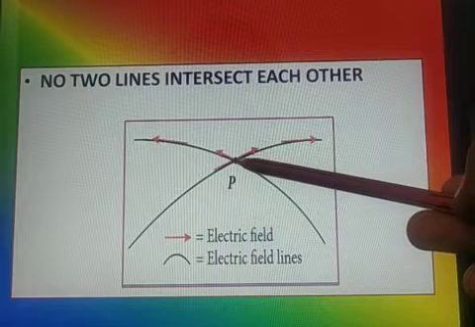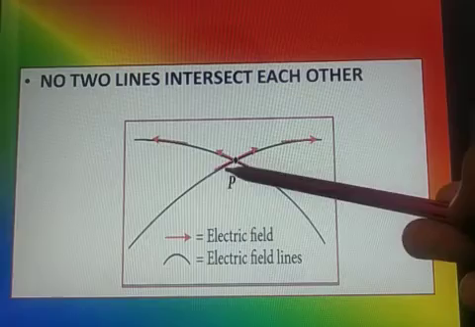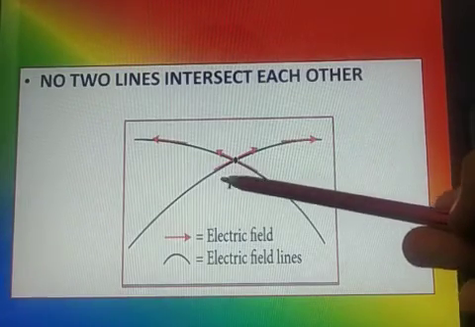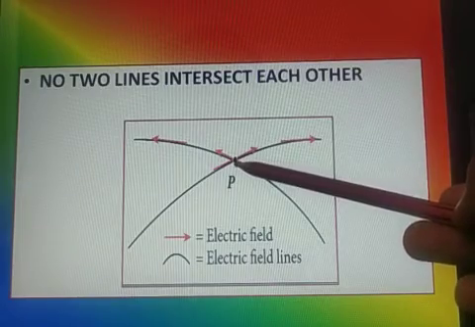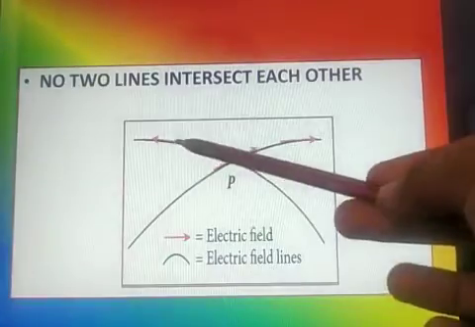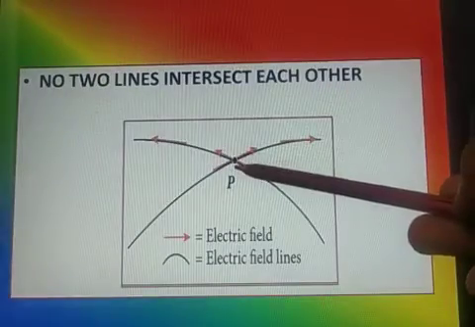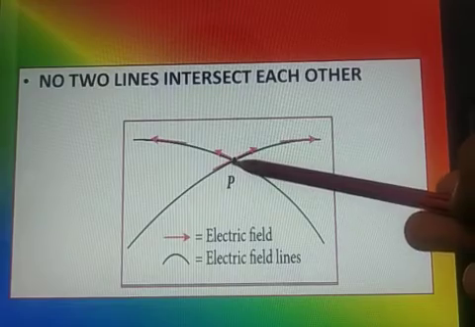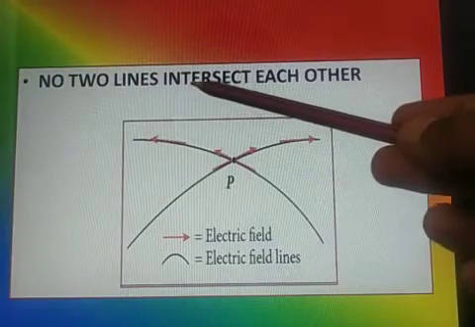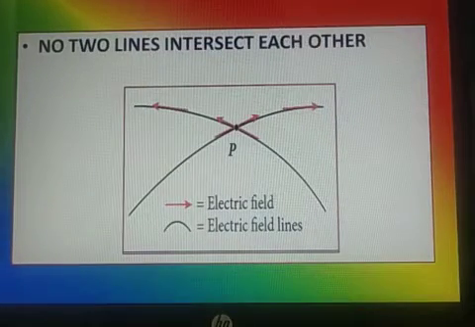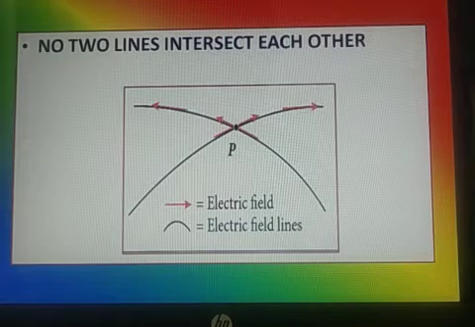If you place one charge here, electric field lines act like a path for moving electric charges. So after placing one charge at point P, due to the action of two electric field lines, the charge would have to move in this direction and in this direction at the same time. That is not possible. It will move in only one direction. That is the reason no two lines intersect each other. I will repeat once: no two electric field lines intersect each other.